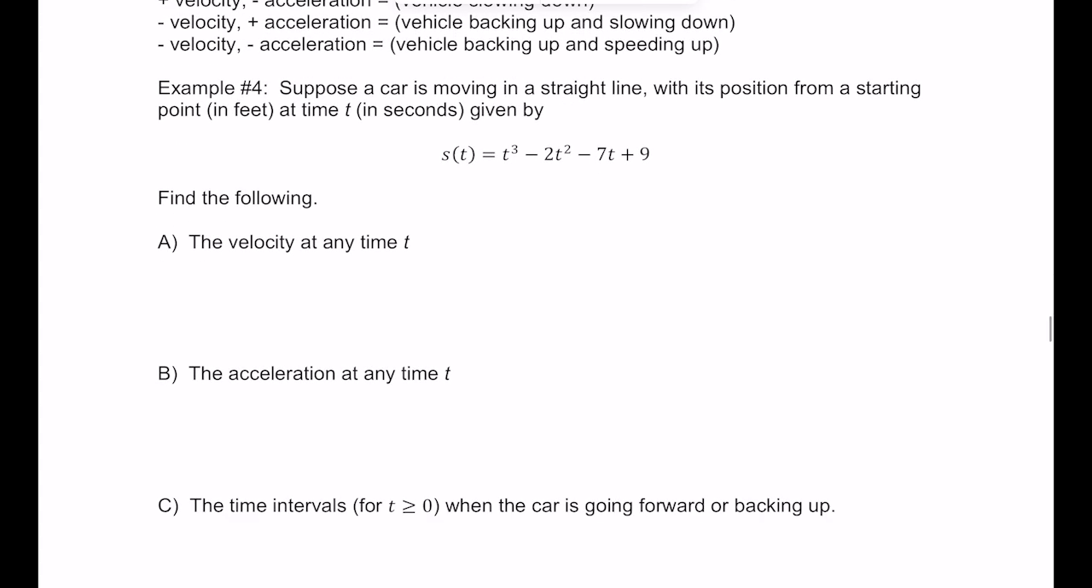Suppose a car is moving in a straight line with its position from a starting point at time t in seconds given by s of t equals t cubed minus 2t squared minus 7t plus 9. If I want to find the velocity at any time t, I just need to take the derivative of the position. So velocity is equal to s prime, and the derivative of that is just going to be 3t squared minus 4t minus 7.